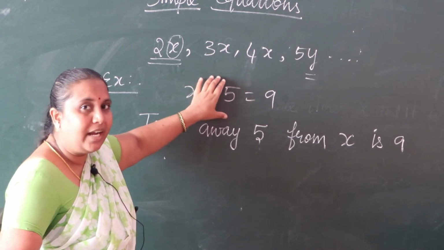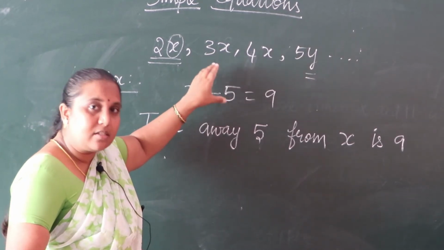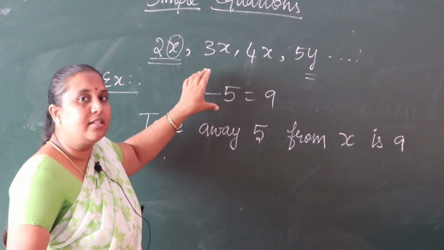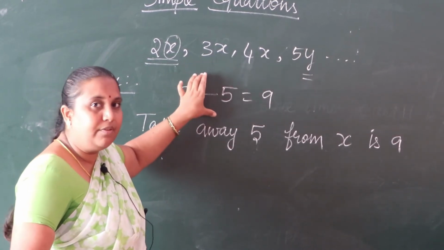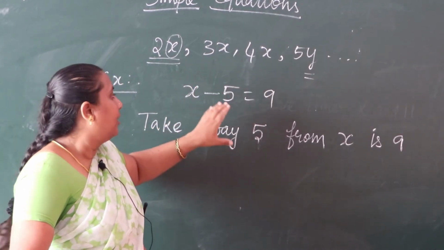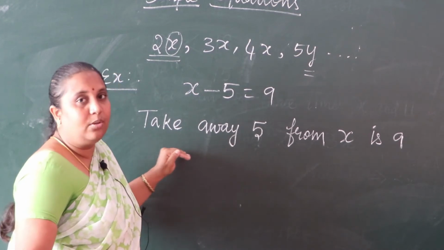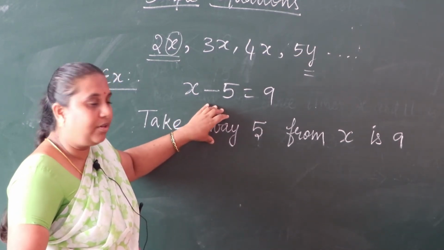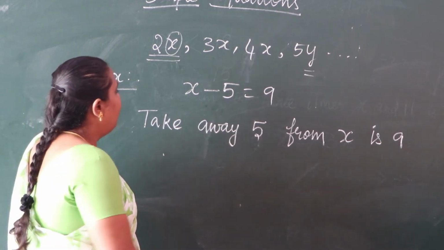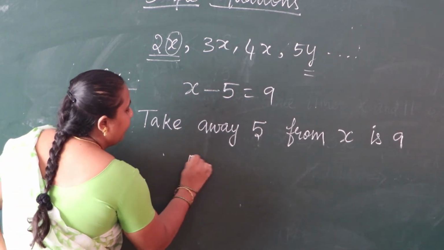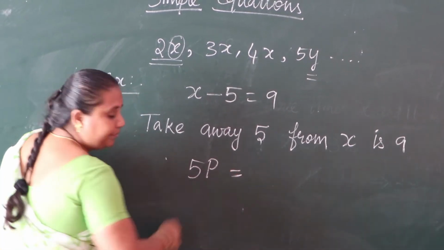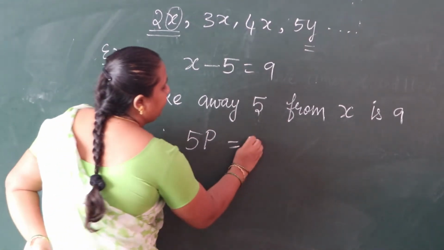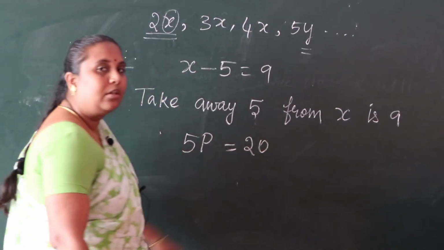How you write, what is the correct form? You should write whether it is subtraction, or addition, or multiplication, or division. Whatever the sentence you are writing, it should be the correct form. Okay, so then one more example we should take: 5p equals 20.